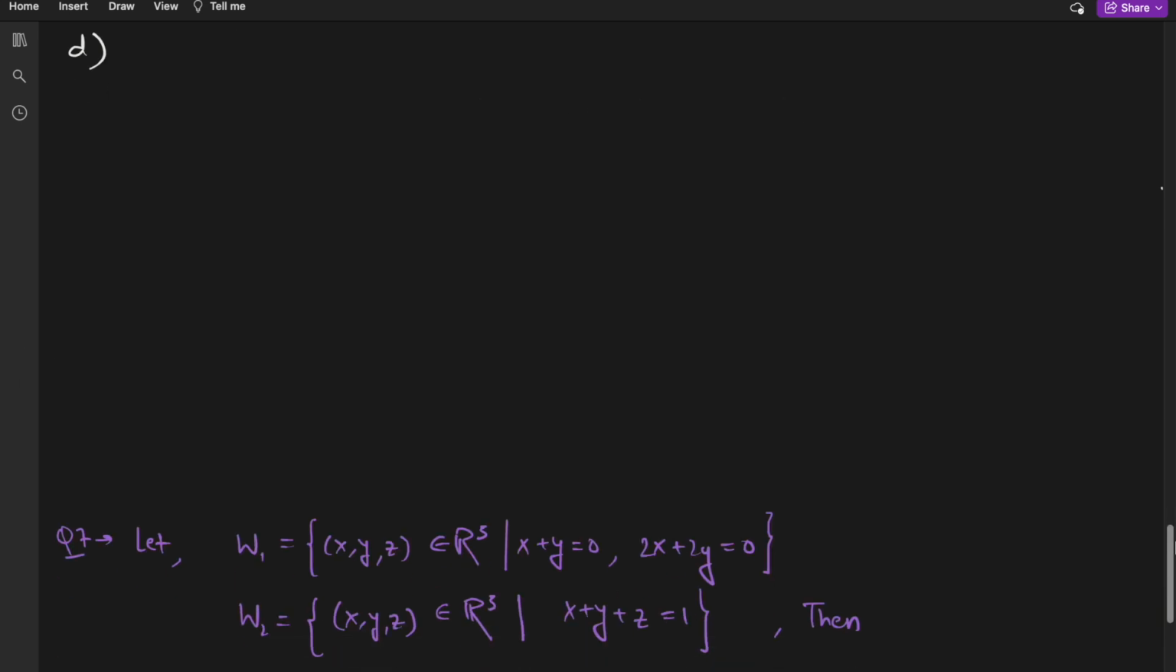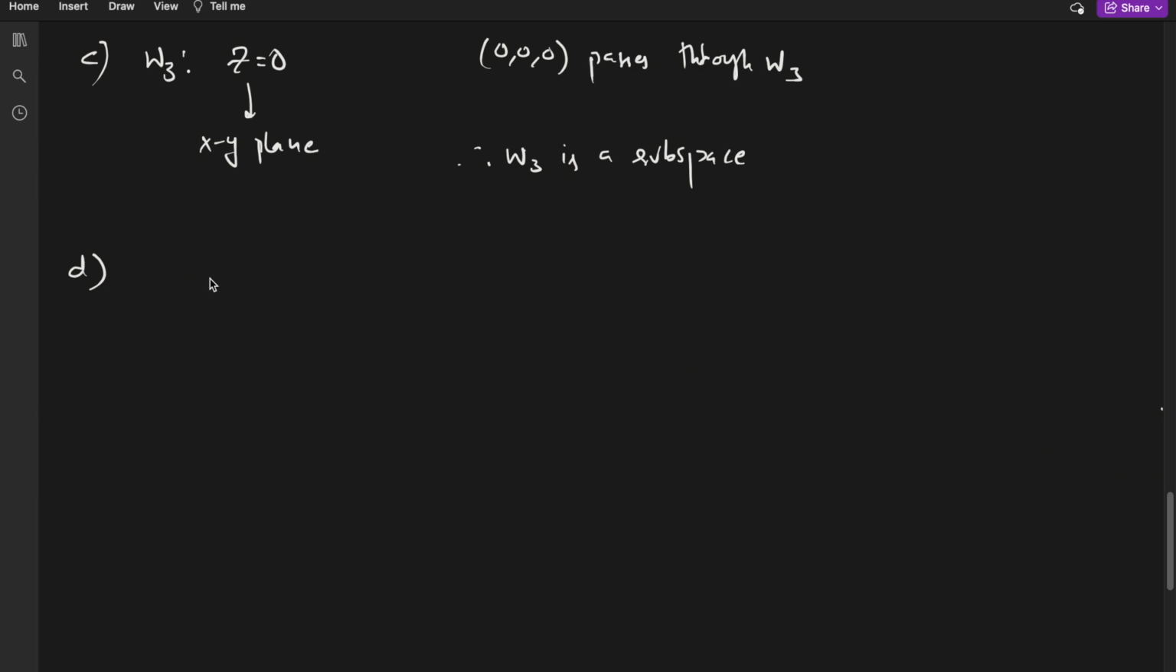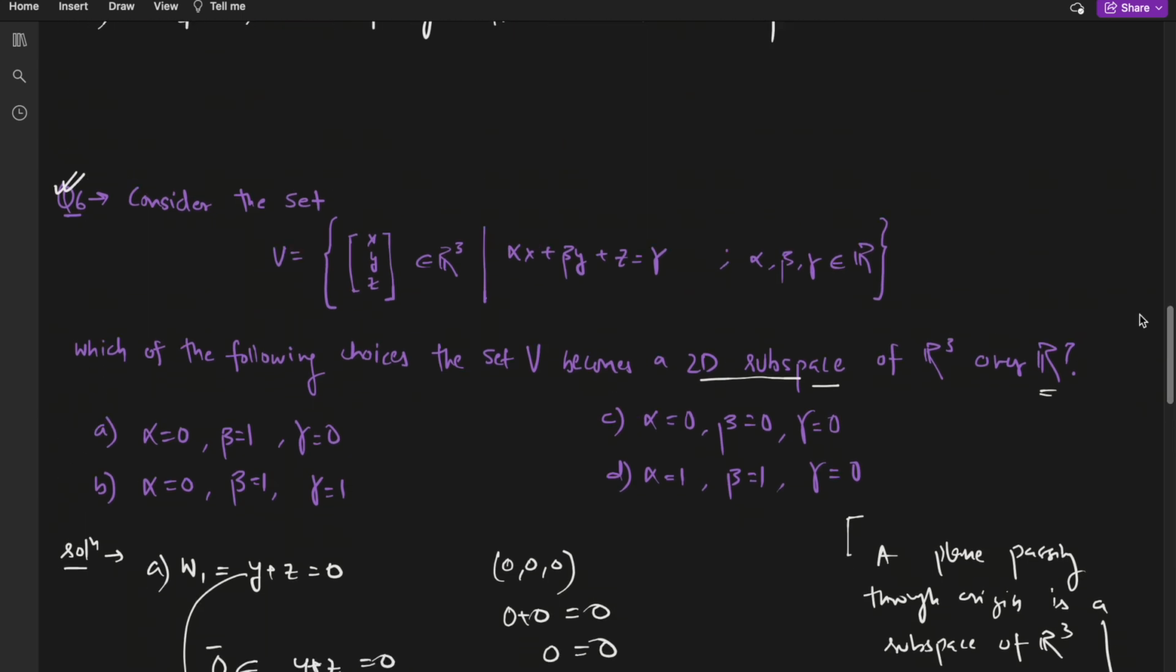Now let's check option D. Let's check option D. So for option D, alpha is 1, beta is 1, gamma is 0.